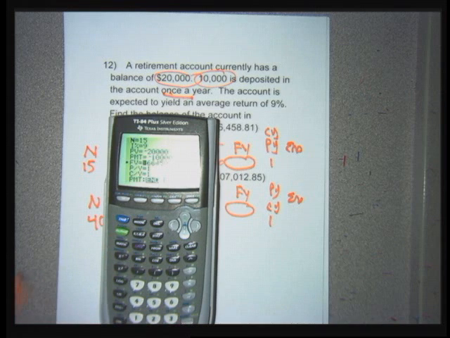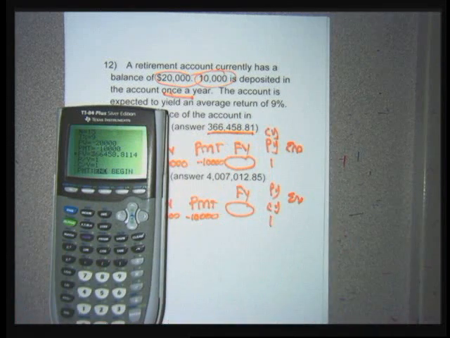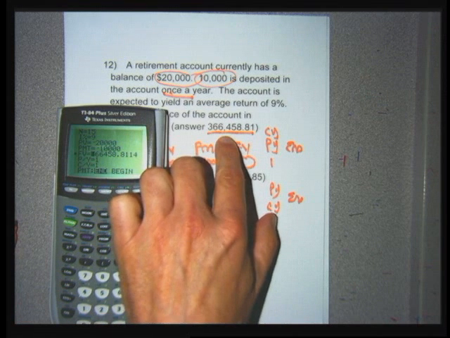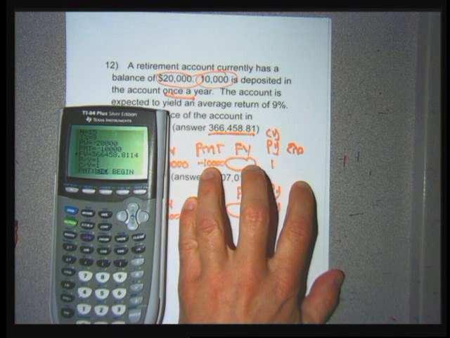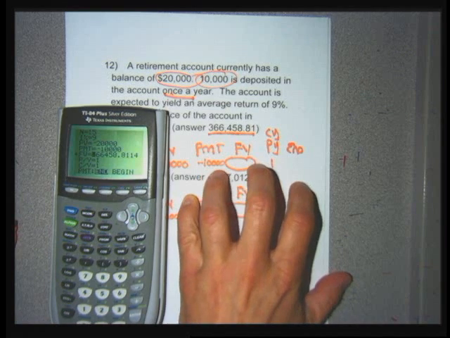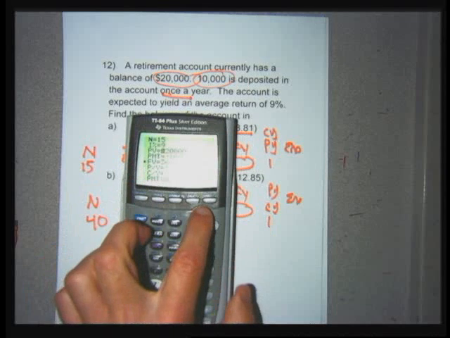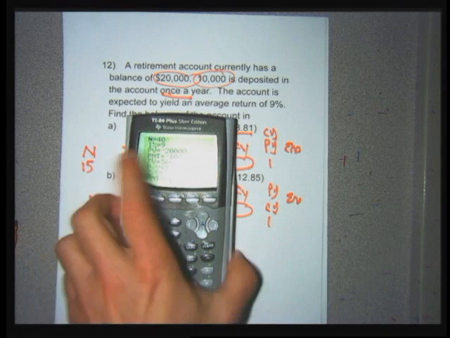I get the answer to part A of $366,458.11. That's all I'd have to enter on my answer blank on my test. Of course, you'd write down what you entered on your calculator, just in case you made a keystroke error. I can give you partial credit if you show me the kinds of things that you entered on your calculator. 12B, same sort of computation as 12A, other than I'm changing the N to 40.